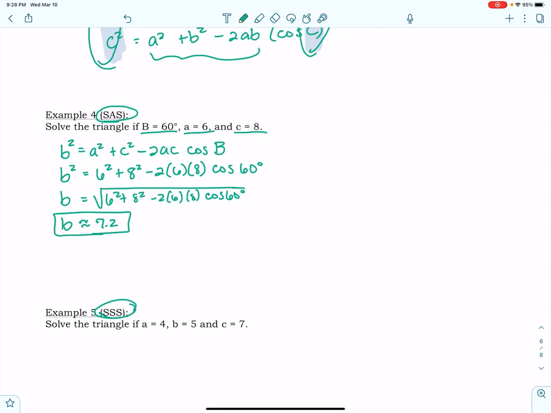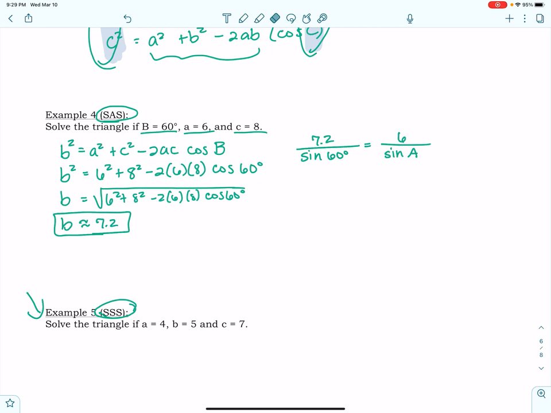Okay, so then I have a choice here. I can use the law of sines to finish up the problem because now I have enough information to do that. Or you can use the law of cosines again. You kind of have to use the law of cosines for an example like number 5. But for this one, we can just use a law of sines setup. So we can use 7.2 over the sine of 60 degrees equals 6 over the sine of angle A.